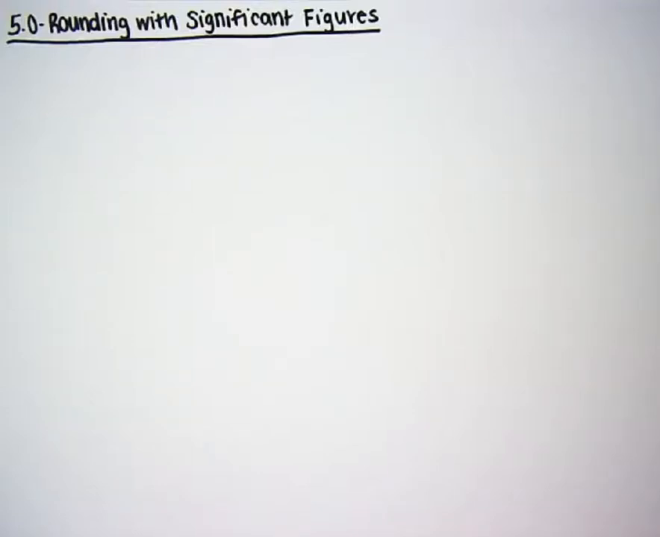In this lesson, we're going to cover Module 5.0, how to round to the appropriate number of significant figures. Last lesson, we talked about how to determine the number of significant figures in a certain number. In this unit, we're going to be doing a lot of calculations, and after you do your calculation, you should always round it to the appropriate number of significant figures.